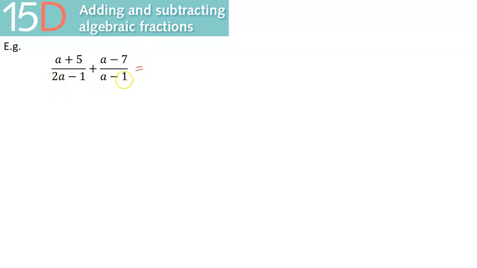So I don't have any common factors in my denominators here, so I just need to multiply by both of them. My first fraction, I need to put the a plus 5 in brackets because I'm multiplying it by a minus 1. So I've multiplied by a minus 1 over a minus 1. My second fraction, I need to put the a minus 7 in brackets because I'm multiplying it by 2a minus 1.